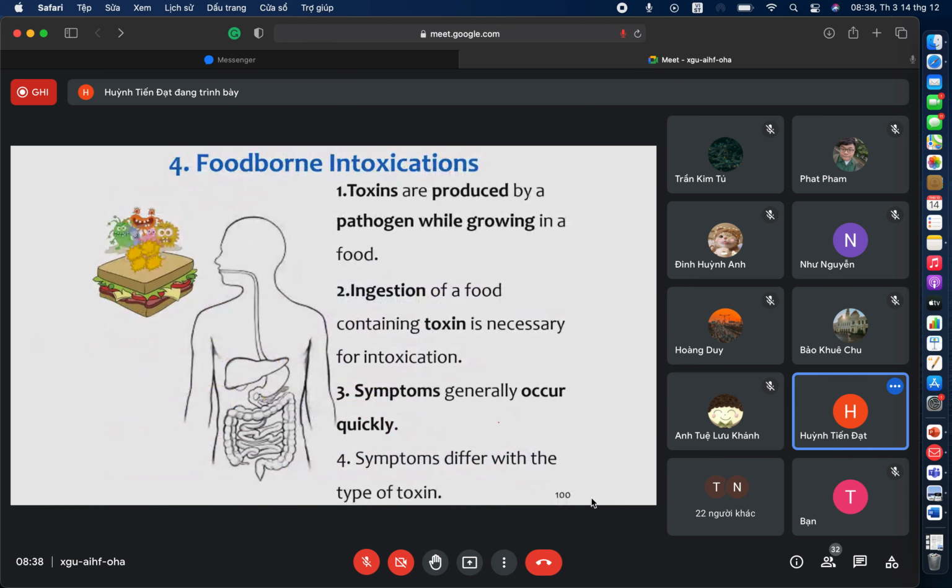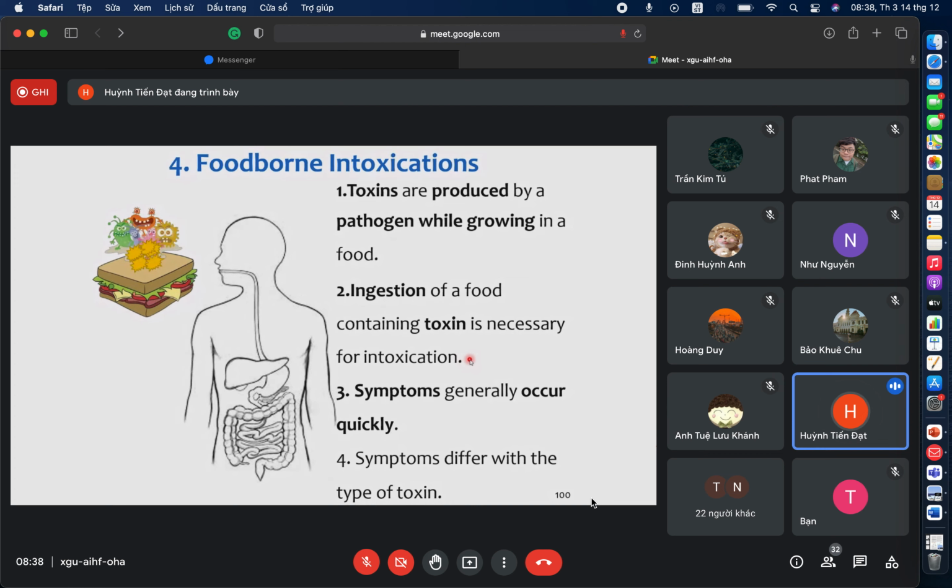Okay. We move on to the final part of foodborne disease, which is foodborne intoxication. That is another mechanism. So what is the characteristic of this one? These toxins are produced by the pathogens while growing inside the food, before they get inside the human gut. So we ingest the food containing the toxins, and they can lead to the symptoms we call intoxication. Do you understand? So that's different, okay?